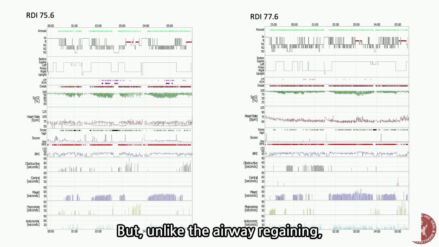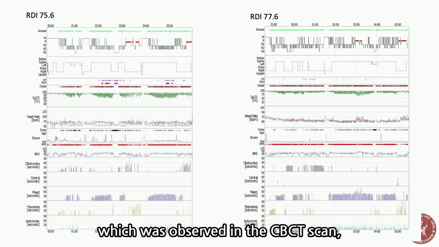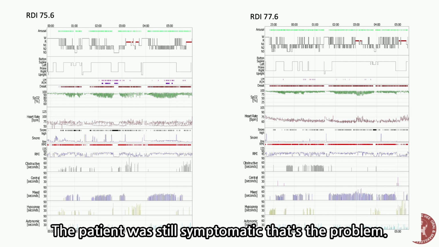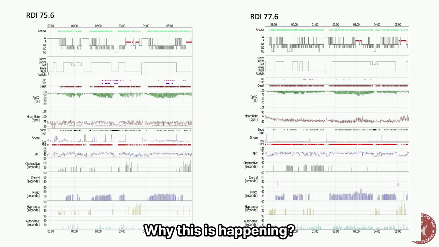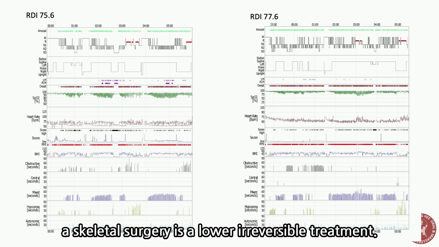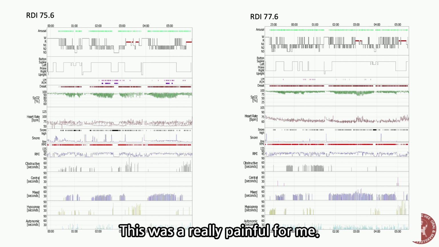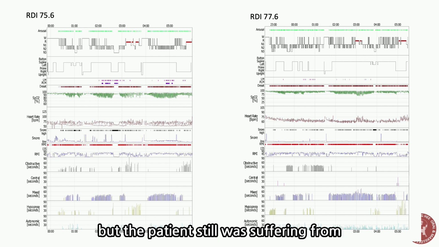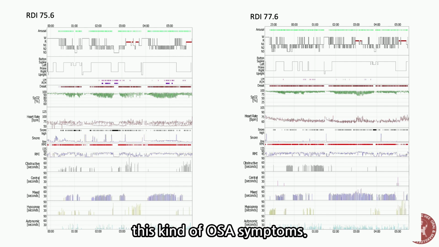But unlike the airway regaining observed in the CBCT scan, the post-operative PSG showed a really disappointing result. The patient was still symptomatic. That's the problem. Why is this happening? As you know, skeletal surgery is an irreversible treatment. This was really painful for me. We did the surgery, which is irreversible, but the patient was still suffering from OSA symptoms.